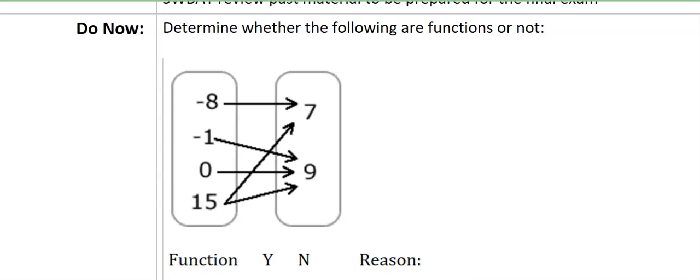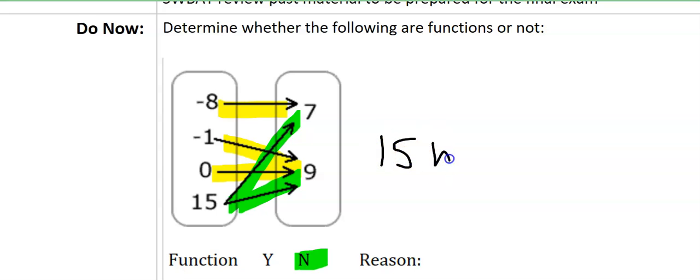So if I look at all my inputs, which are on the left side, -8 has one output. So far, so good. -1 has one output. 0 has one output. But I notice that 15 has two outputs. So this is not a function, and the reason is 15 has two outputs.